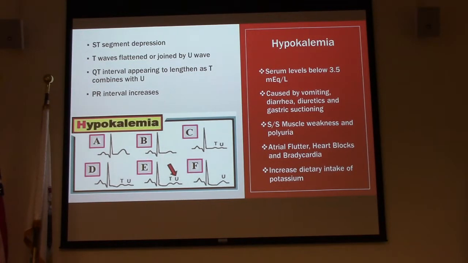So normal is A, we see a nice complex here. In B, we start to see our T wave flatten out a little bit. In C, it looks kind of bumpy. It looks like our T wave has gotten bumpy, when what's happening here is the U wave is starting to come up on that T wave. And it gets worse and worse until the U wave ultimately overtakes the T wave. That is one of the things you will see if someone is hypokalemic.